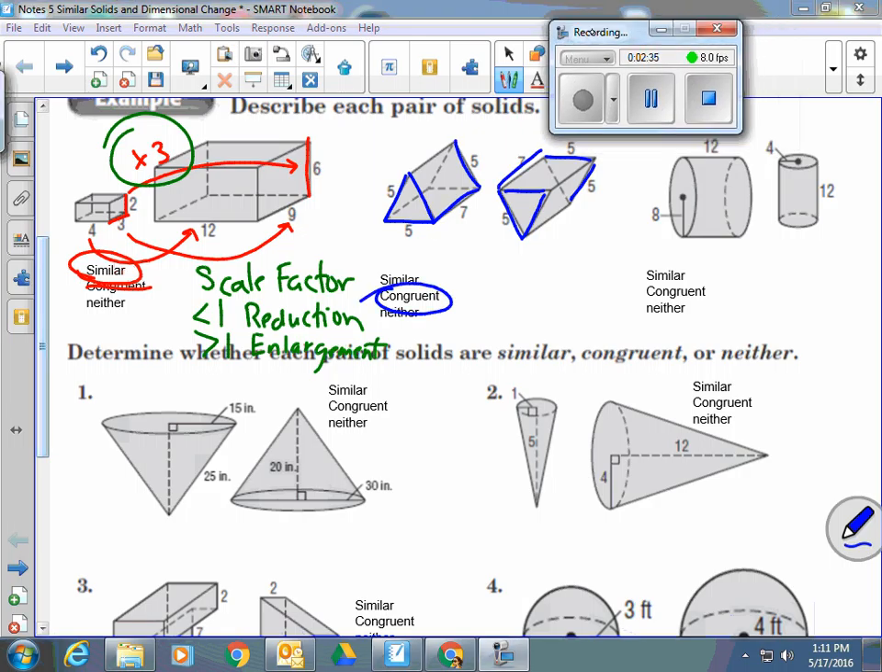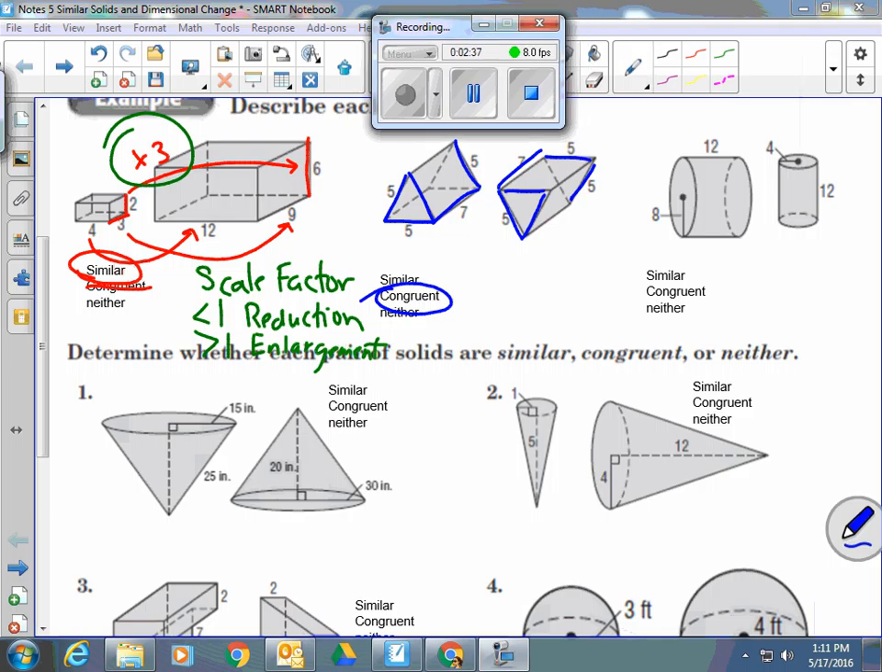What about this other shape over here? Similar, congruent, or neither? Neither. But wait a minute, this is 12, and this one's 12. Aren't they the same? No, the radius is different. Good, the radiuses are different, correct?